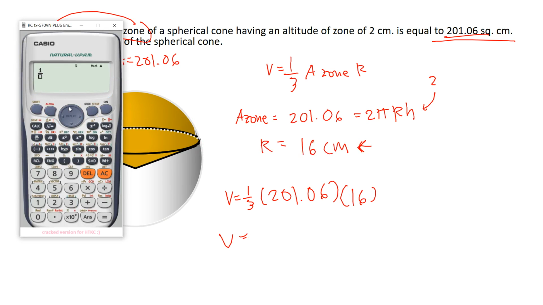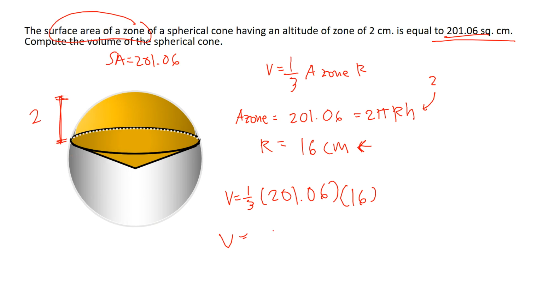1/3 times 201.06 times 16. So what is it? 1072.3. 1072.3 cubic centimeters. And that's it for this problem.